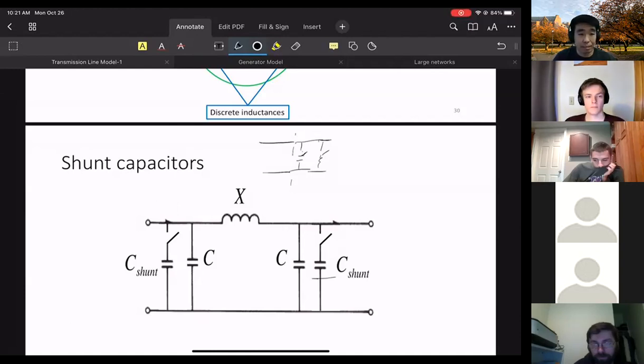So this is easy to install. This is easy to control because all you have to measure is the low side current. From that, you can program when you switch. Okay, so this is in shunt.